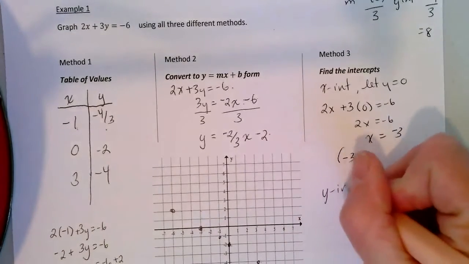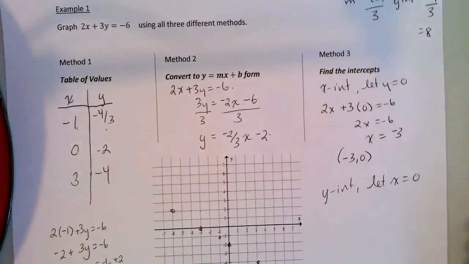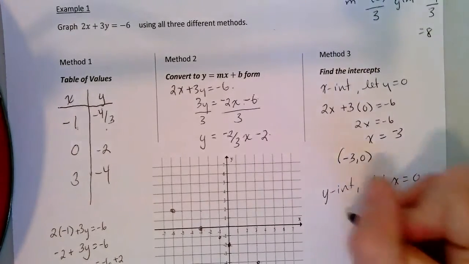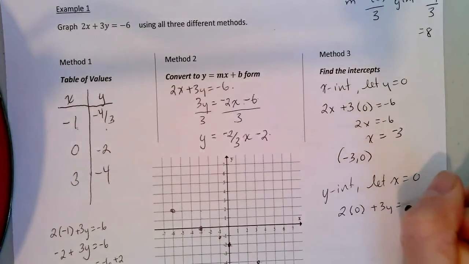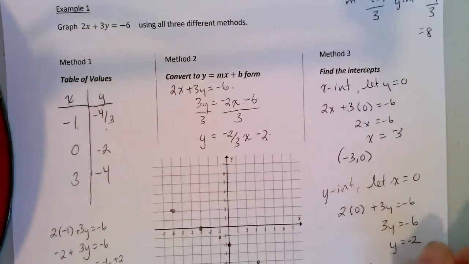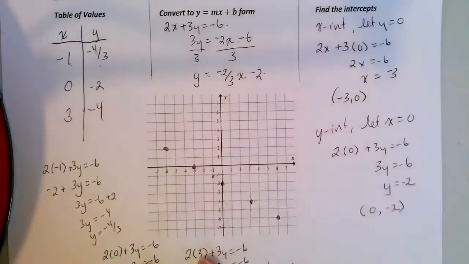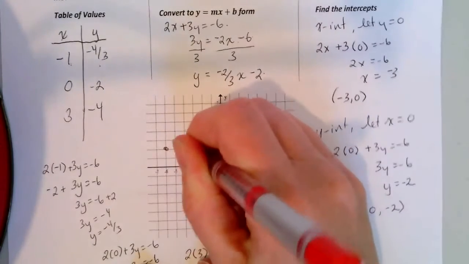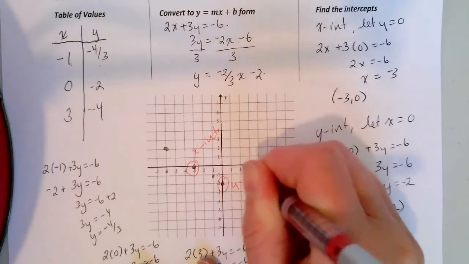And for the y-intercept, we're going to let x equal 0 and solve for y. So 2 bracket 0 plus 3y equals -6. 3y equals -6, so y equals -2. So that corresponds to the point 0 and -2. And there we have both of those points. There's our x-intercept, and there is our y-intercept.